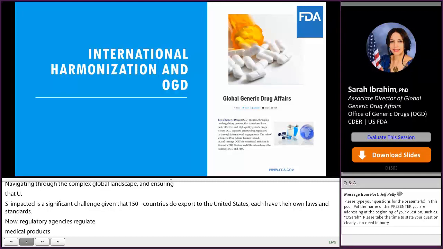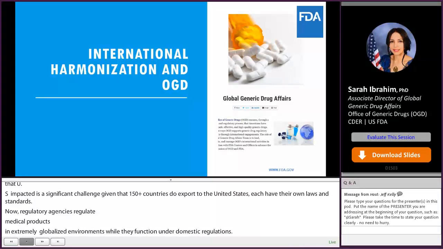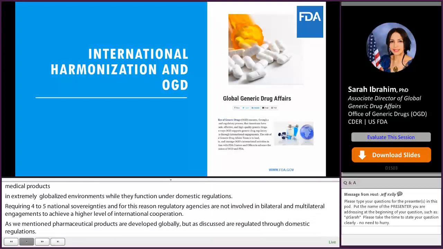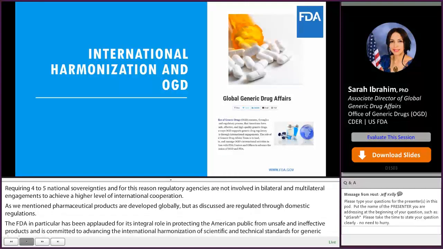The FDA in particular has been applauded for its integral role in protecting the American public from unsafe and ineffective products and is committed to advancing the international harmonization of scientific and technical standards for generic drug development. Generic drug developers theoretically would be able to implement a single application or a single drug development program globally, or at least employing common application elements.